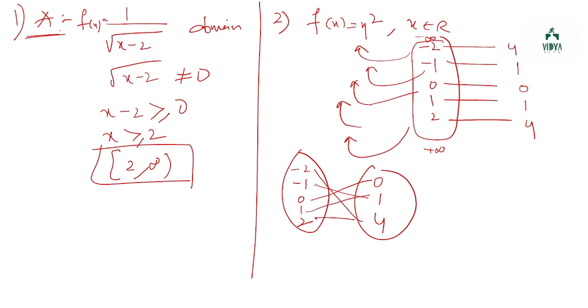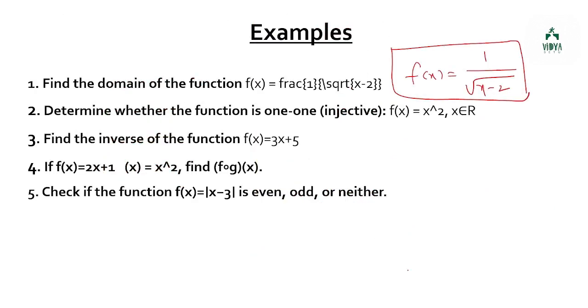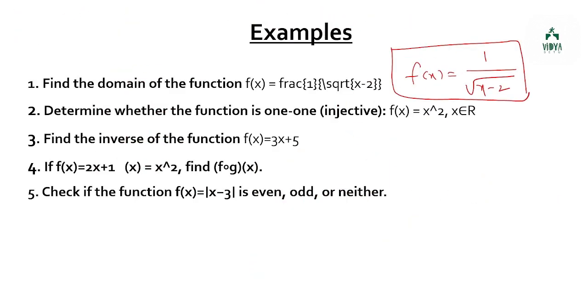That means minus 1 and 1 are mapping to the same element, and minus 2 and 2 are mapping to the same element. So this is not one-one. Next, find the inverse of the function. This is also very easy. They have given f of x equal to 3x plus 5.